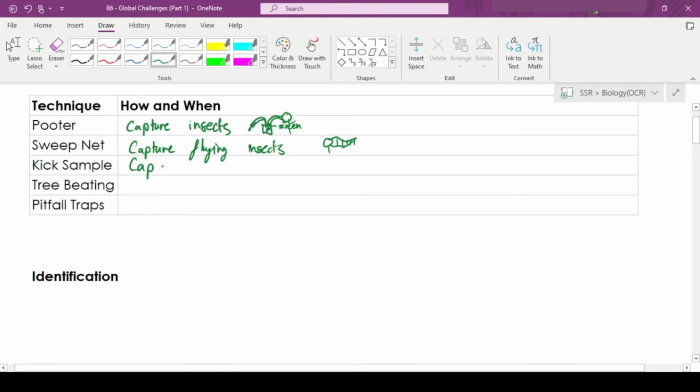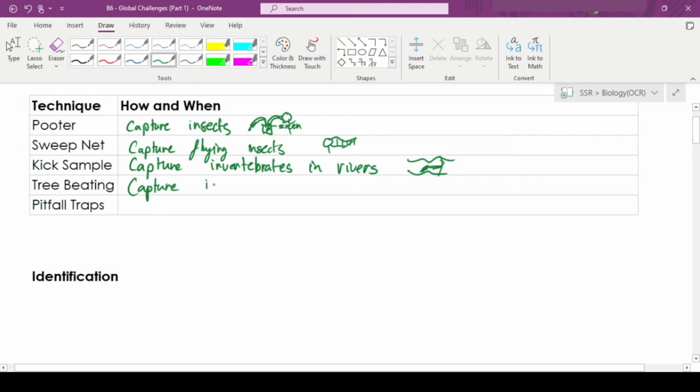Your next technique is kick sampling, and it's used to capture invertebrates in the riverbed. So if this is your river here, what you'll do is disturb the bank or the bed there, and you'll have a net downstream that you can then capture your disturbed individuals in, and then you're able to study those.